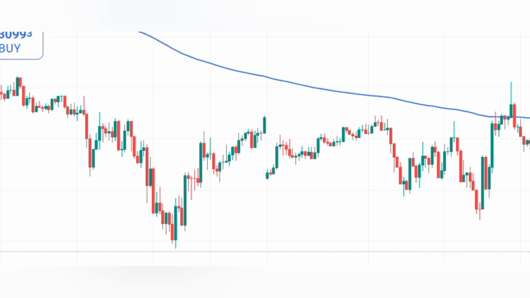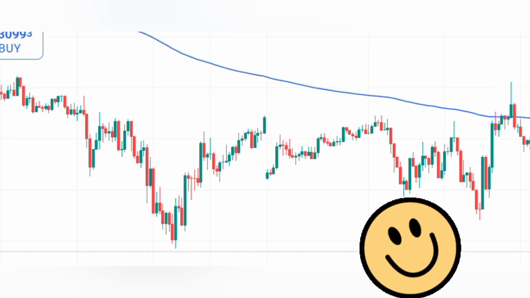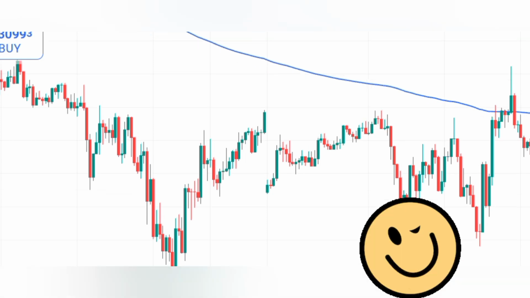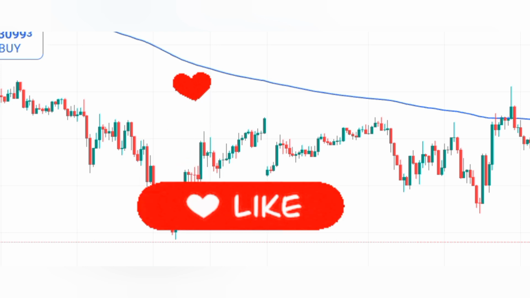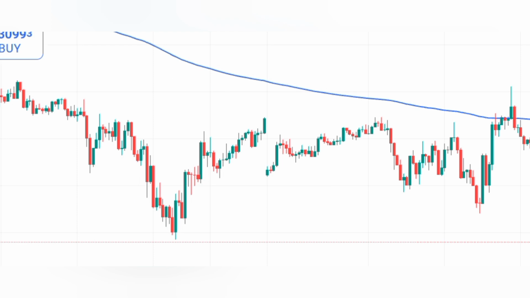So in the previous video we saw the strategy, how to connect a 200 exponential moving average to our chart. Now I'm going to show you the entry rules, what we consider when we are entering, and the exit rules, what we look at when we are exiting our trade, right?